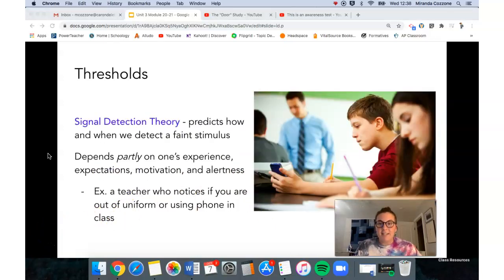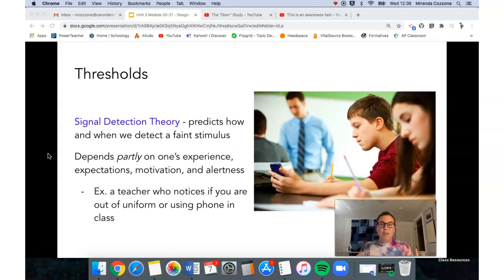Another thing I find fascinating is the signal detection theory, which predicts how and when we're going to detect a faint stimulus. So part of it has to do with the stimulus itself. Is it really loud? Is it really bright? Does it smell really intensely? And also, it depends partly on one's experience, expectations, motivations, and alertness.